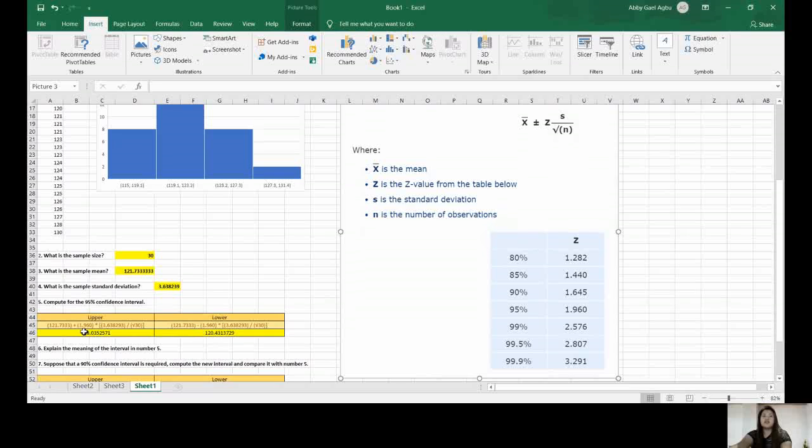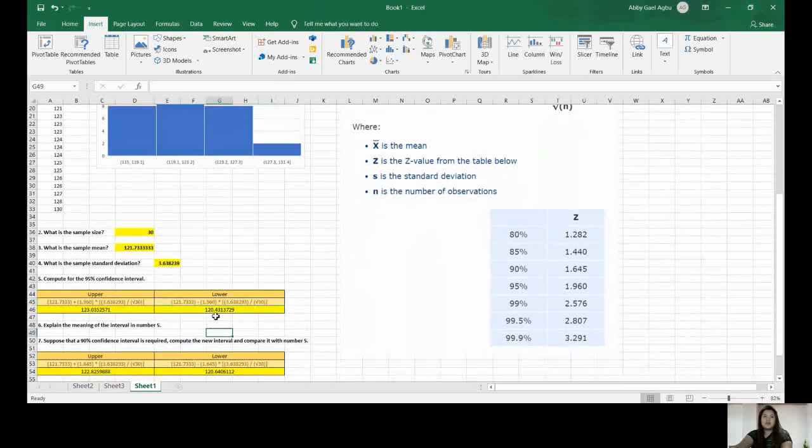For the lower boundary, same thing. Instead of adding it, we just subtract this quantity from the mean. So we come up to the answer 120.43. Explain the meaning of the interval in number 5. So with this interval, we have a 95% chance, or we are 95% certain, that the parameter would fall from 120 to 123.